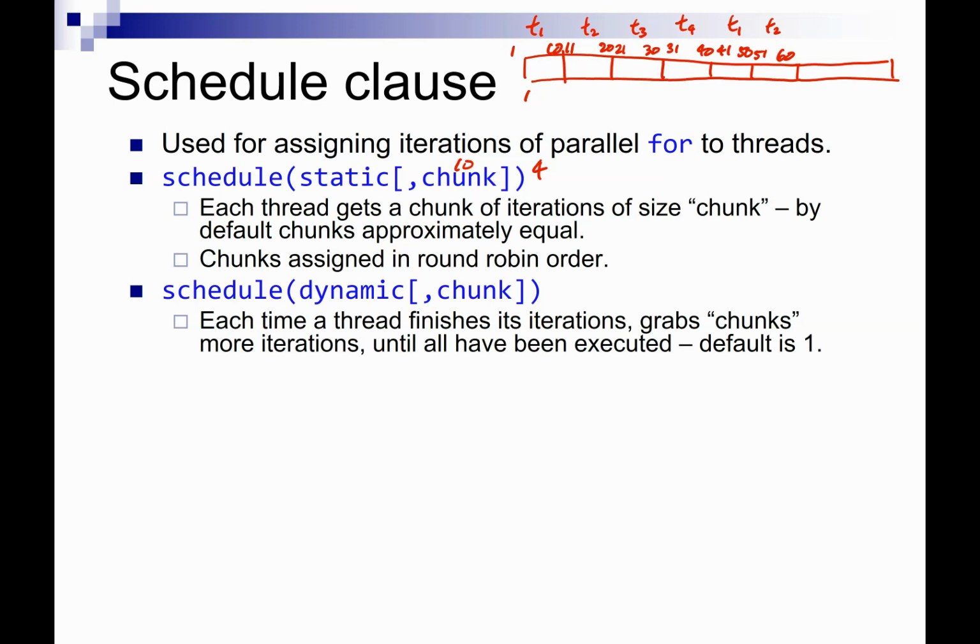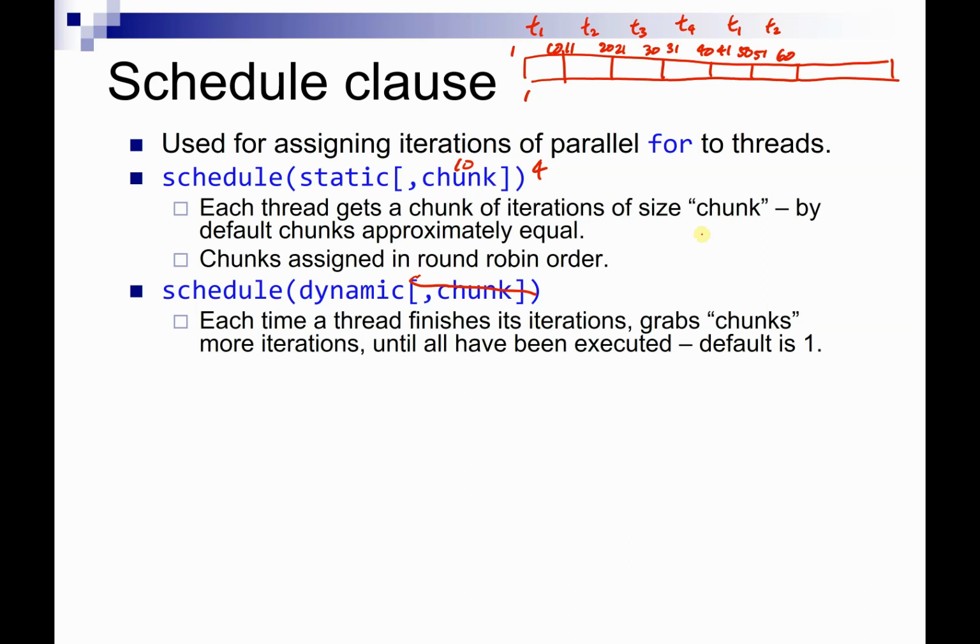For the dynamic schedule, you first assign one. If you don't have this chunk parameter, then by default, you're just going to assign one iteration per thread. So if you have 4 threads, thread 1 gets iteration 1, thread 2 gets iteration 2, thread 3 gets iteration 3, thread 4 gets iteration 4. After that, you let the threads run, and one of them is going to finish its iteration.